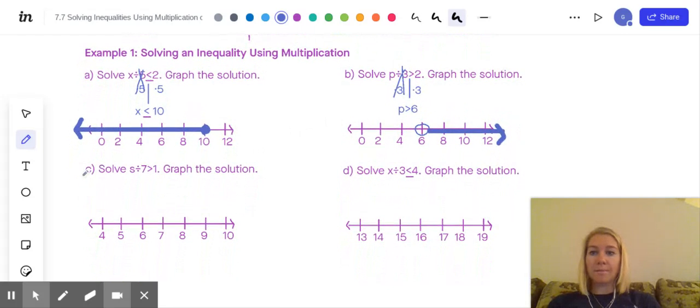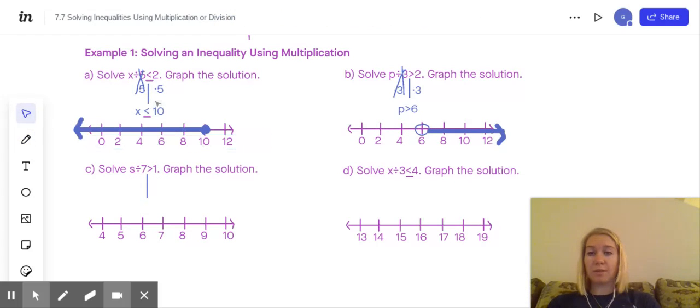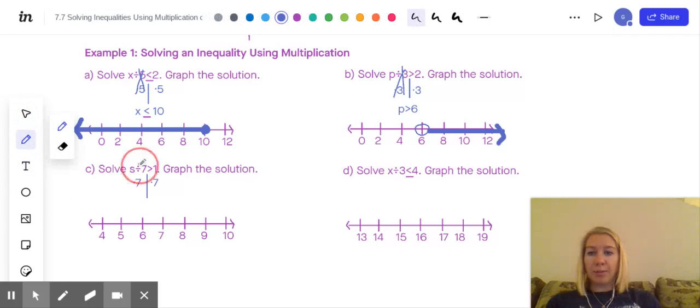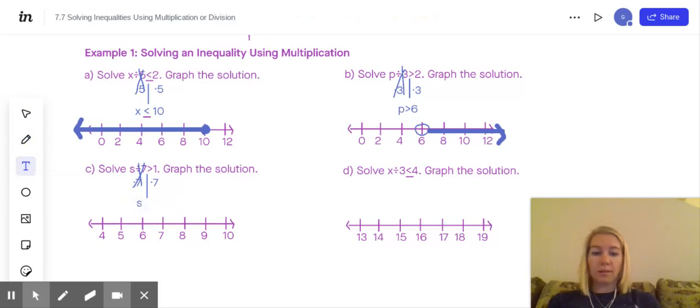Okay, let's look at problem C. It says solve s divided by 7 is greater than 1. Draw a line down the middle. We want to get rid of the divided by 7, so we're going to multiply by 7. The inverse or opposite of division is multiplication. Okay, divided by 7 and then multiply by 7, that equals 1. So those cancel out and we just have s. S is greater than, and then on the right, 1 times 7 is 7.